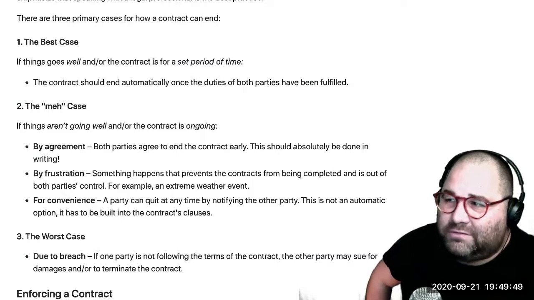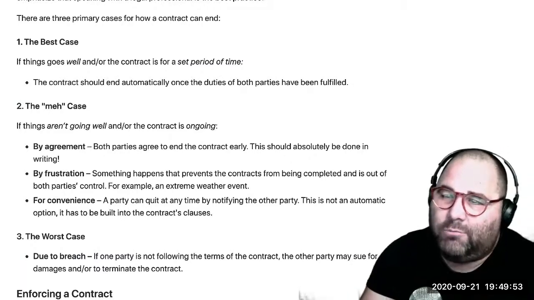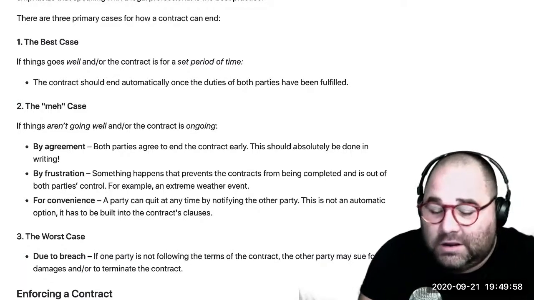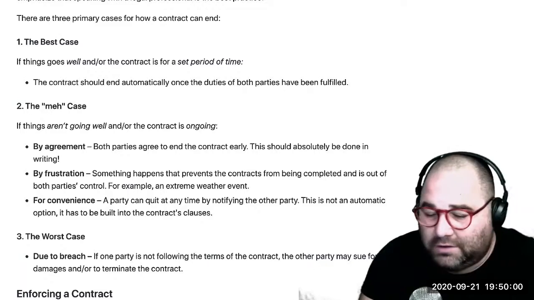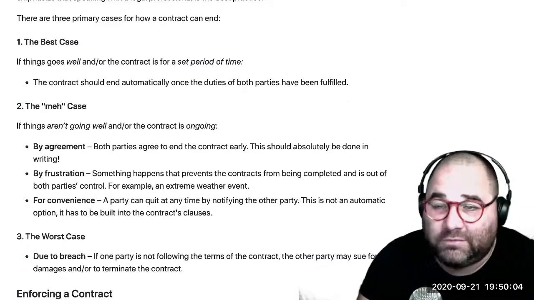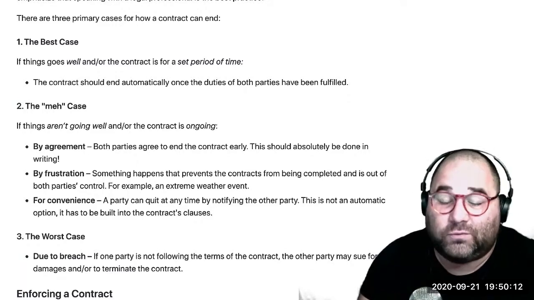Maybe it's for a set period of time. Maybe you have a one-year agreement with an agent, and this agent is going to help you break into the Los Angeles art market. That's what they specialize in. And at the end of the year, they didn't really do very much for you. Contract's over. No hard feelings. Maybe you just don't want to renew it. This is the best case scenario. Honestly, the majority of your contracts will end this way.